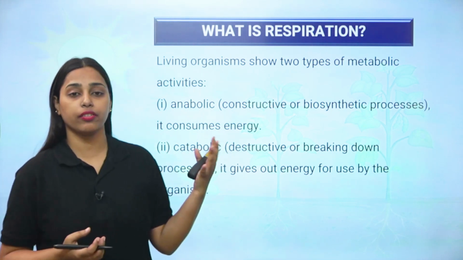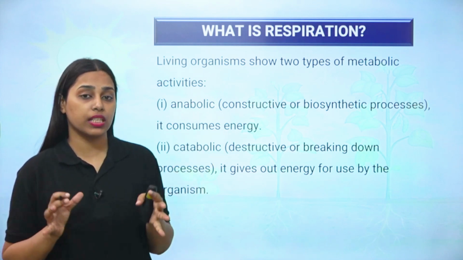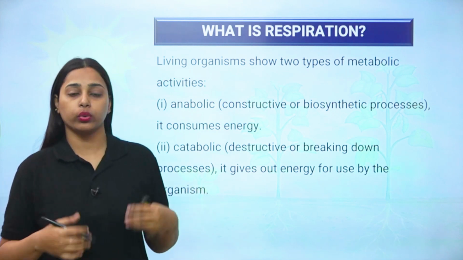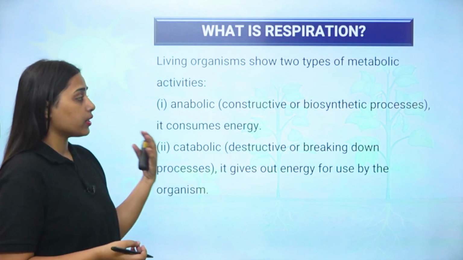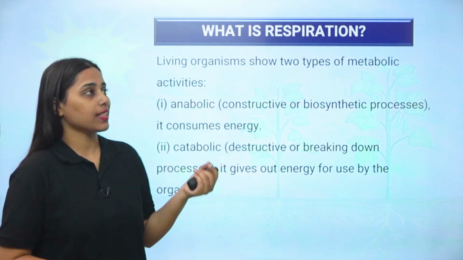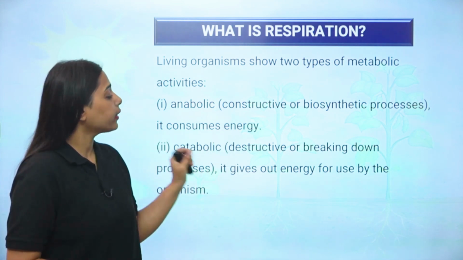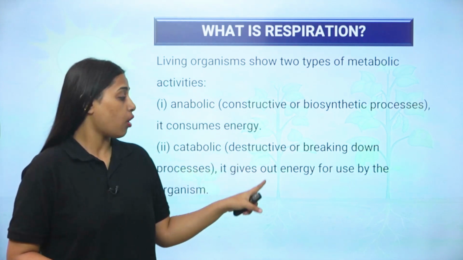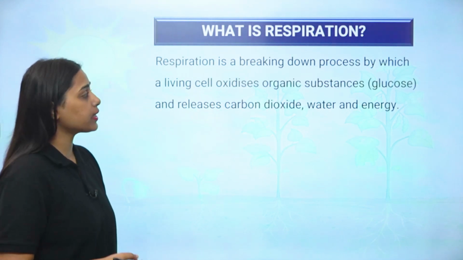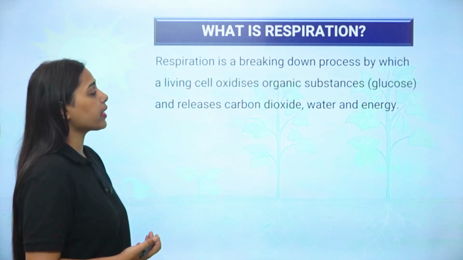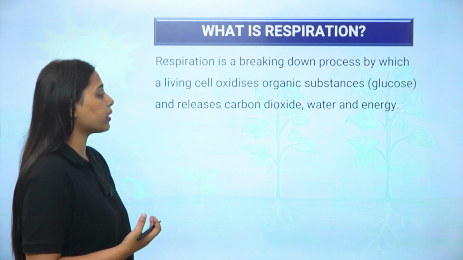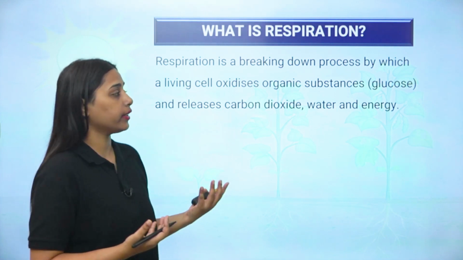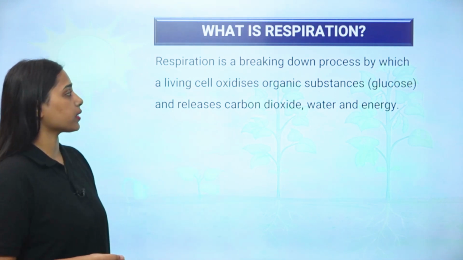Anabolic involves constructive or biosynthesis processes where simple substances combine together to form a large macromolecule. That macromolecule will be utilized in the cell processes. That consumes energy also. Whereas catabolic, which is the opposite of the anabolic process, involves destructive or breaking down of substances to release energy for use by the organism. Respiration is a breaking down process by which a living cell oxidizes organic substances, glucose, and releases CO2, water, and energy. So it's a complete definition, again, of a simple catabolic process.